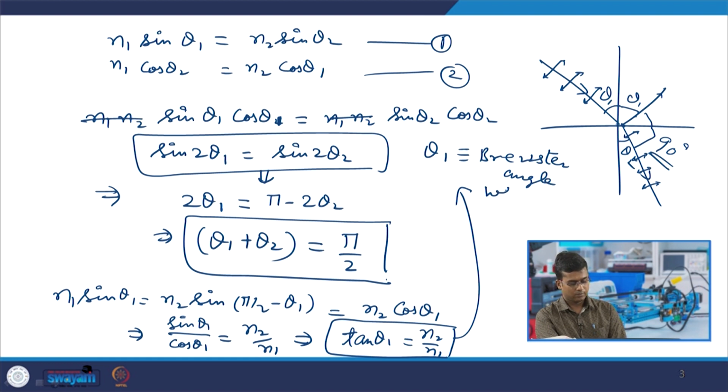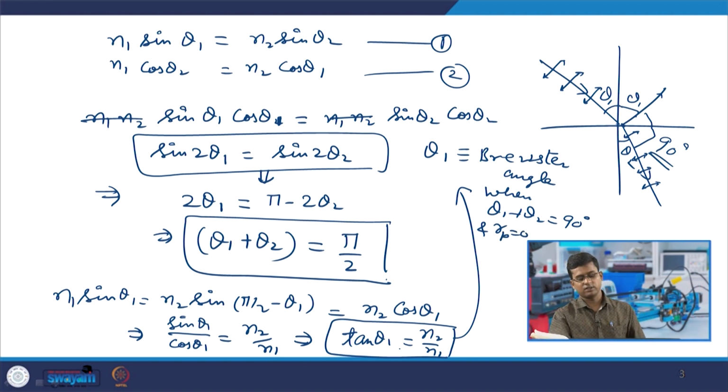when theta 1 plus theta 2 is equal to 90 degree and Rp is equal to 0. So, when Rp is equal to 0, it satisfies this condition. This is Brewster's condition, and it is called Brewster angle.